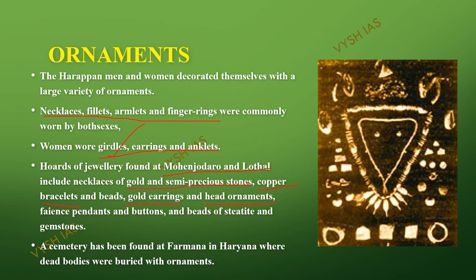Head ornaments include faience pendants. Faience is an artificially made material. Pendants, buttons, beads of steatite. We saw seals are also made from this steatite material. And beads made of steatite and gemstones.